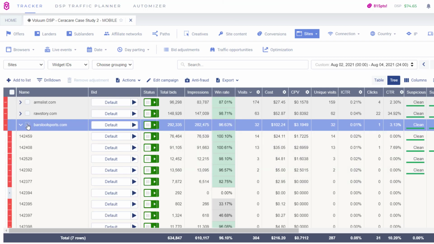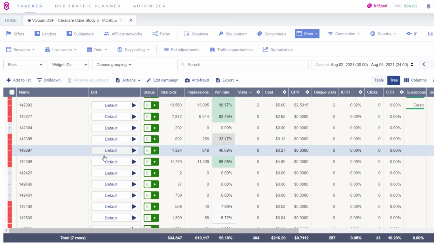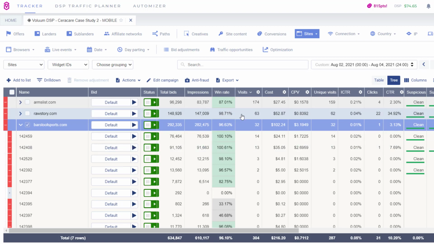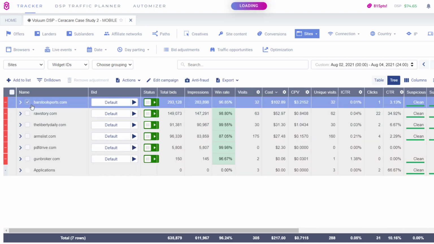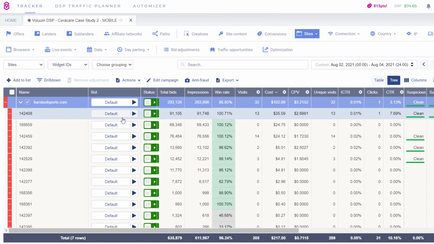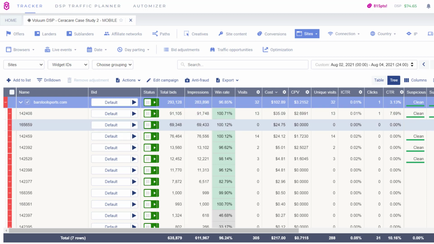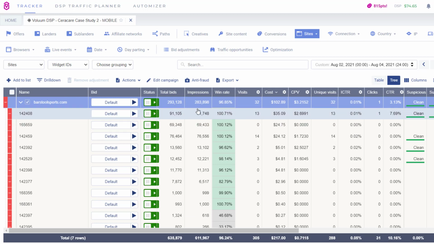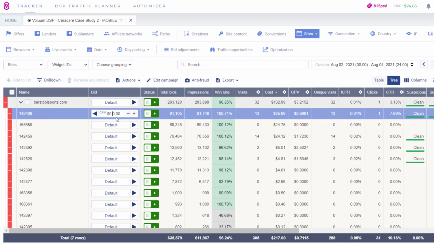Alright, barstoolsports.com. Holy, look how many widgets these guys have. That is crazy. And I'm actually going to sort by cost. So Barstool Sports. The highest cost was right here. We got 13 visits. The cost per visit was 2.69 and only 1 click to the offer, but it's clean traffic. I'd probably keep that up, maybe decrease the bid a little bit, since my win rate is 100%. So I go like 0.40.